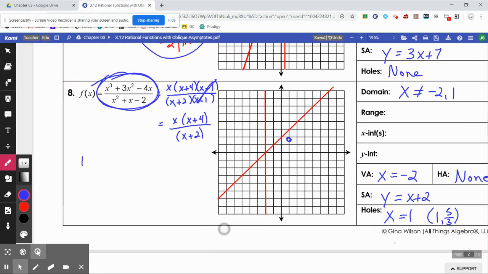Let's go ahead and find our x-intercept and our y-intercept. To find an x-intercept, again, you plug in 0 for y. So you're going to take your function, set it equal to 0.